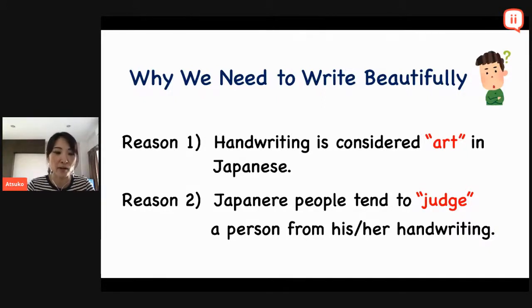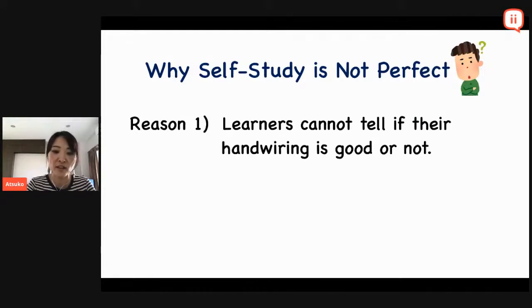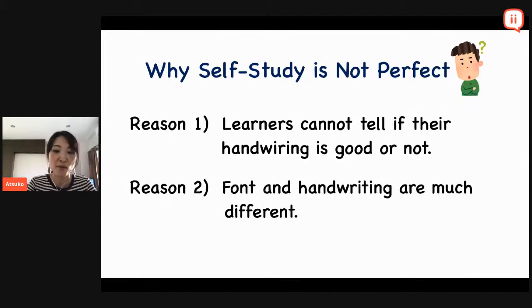Then next, let's think about why self-studying is not perfect. The first reason is that learners cannot tell if their handwriting is good or not. What learners think is good hiragana can sometimes not be good at all for natives. The second reason is that font and handwriting are often very different. Okay, I'll show you an example. This one is a font of hiragana ri, and the next one is the correct handwriting of ri. Those two letters are very different, aren't they?